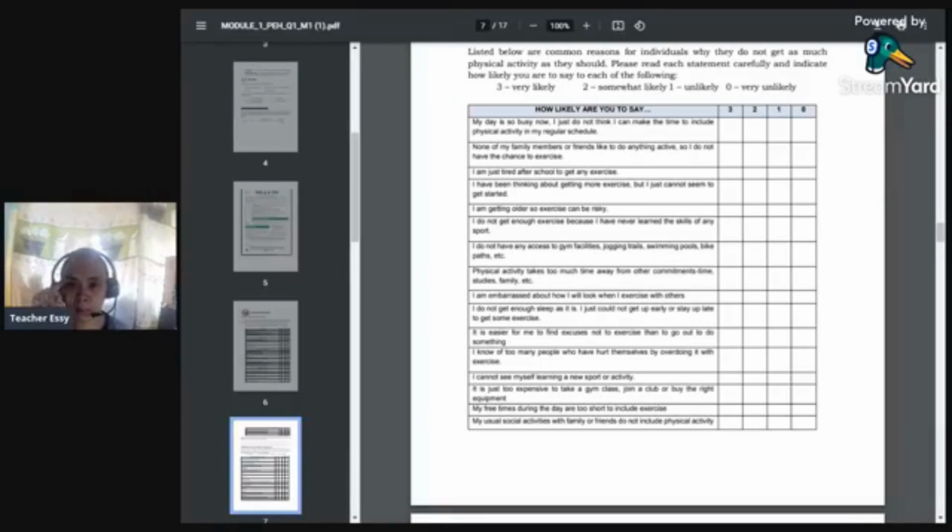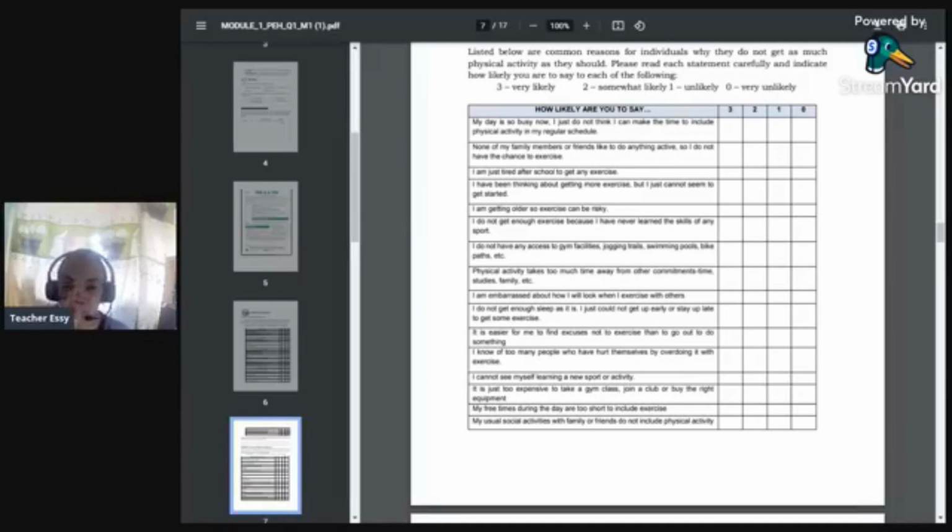Please write number 1. Number 1. My day is so busy now. I just do not think I can make the time to include physical activity in my regular schedule. Okay, so you will write number 3 if very likely, 2 if somewhat likely, 1 if unlikely, or 0 if very unlikely.